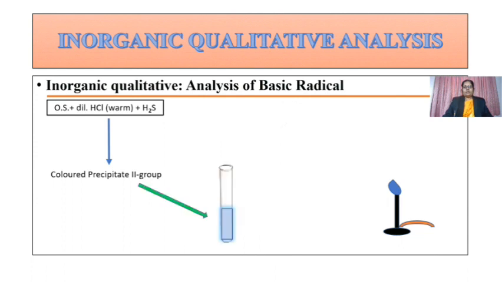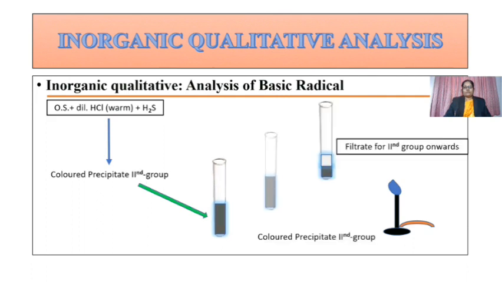Now after bubbling, if a colored precipitate is obtained in the test tube, it means that the second group is present. Now use this precipitate and centrifuge it. After centrifugation, you will get two parts, that is precipitate and filtrate. So use the precipitate for the separation of the second group and use the filtrate for the next group analysis.